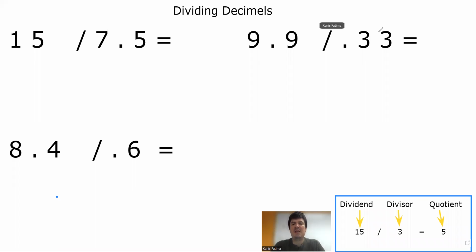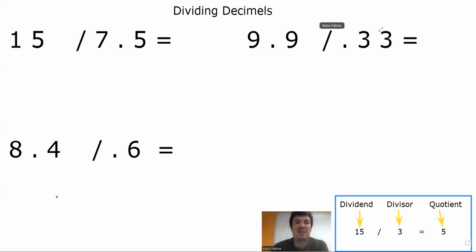Hello, class. Today we're going to learn how to divide with decimals. So when dividing by decimals, if the divisor has a decimal in it, we want to make that divisor into a whole number. Now, the way you do this is by multiplying by tens. So looking at our first number, we have 15 divided by 7.5.